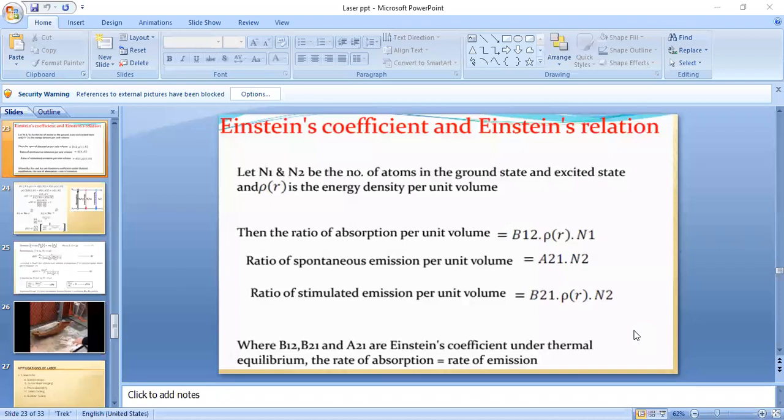We are going to discuss Einstein coefficients in lasers. This topic is very important to understand what conditions are to be maintained while you are producing lasers. Or you could ask yourself, what are the necessary conditions that are to be maintained while producing lasers.